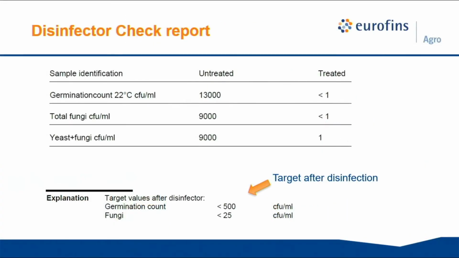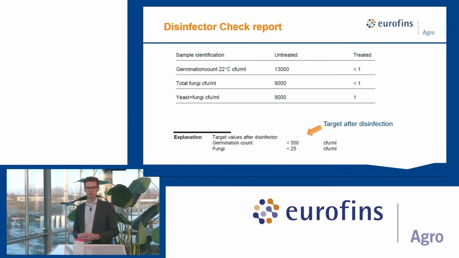First, the colony count, untreated: in this example, more than 30,000 colonies growing on the plate. So that's quite a lot. Also total fungi, 9,000. It's a lot of colonies. The water is treated, for example, after the disinfector, and there are no colonies present. So this disinfector is working quite well.